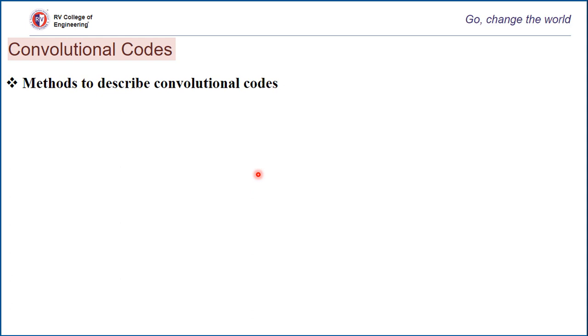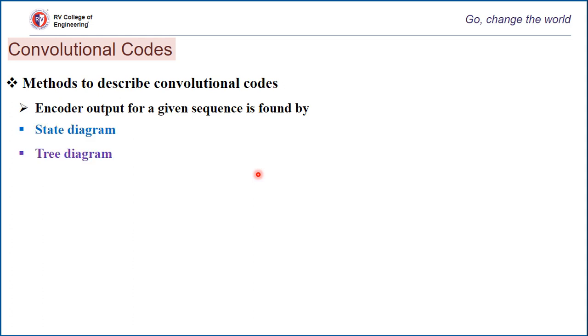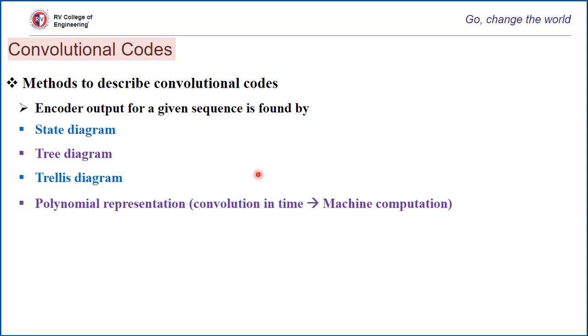This is just a compilation of various methods to represent convolution codes and find the output from the encoder. An encoder output for a given structure of convolution code for any given input sequence can be found out by either state diagram, tree diagram, or trellis diagram, or it could be with polynomial representation.